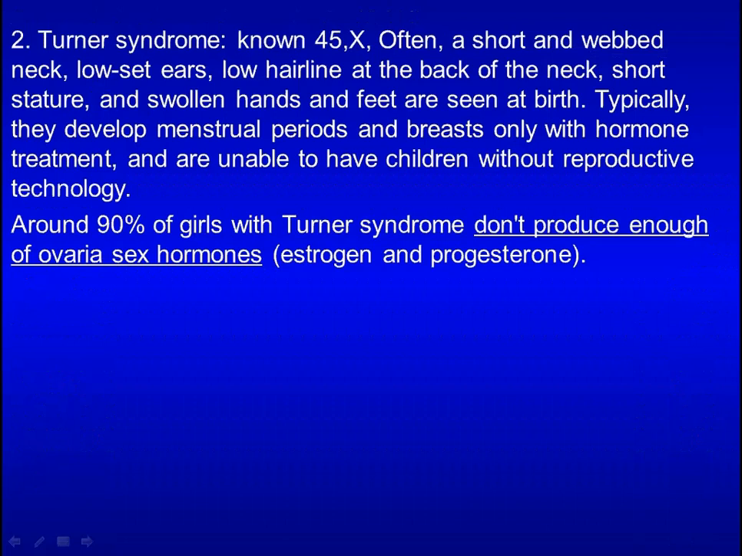The second condition that affects females is Turner syndrome. It is also known as 45X. Patients with Turner syndrome have webbed neck and short stature at birth. Typically, they do not have menstrual periods and breasts without hormone treatment, and they are unable to have children without reproductive technology. Around 90% of girls with Turner syndrome don't produce enough ovarian sex hormones.